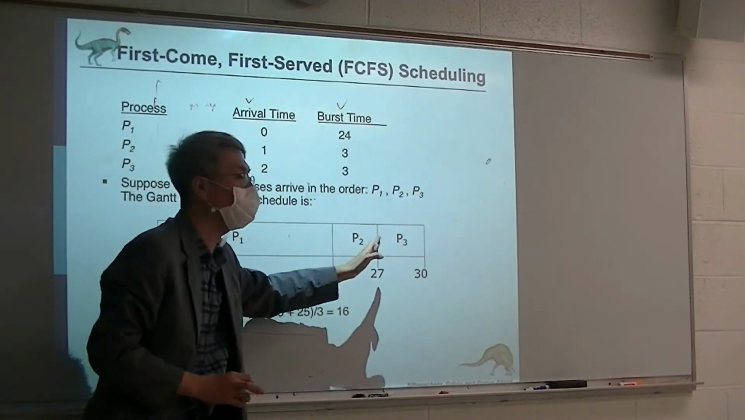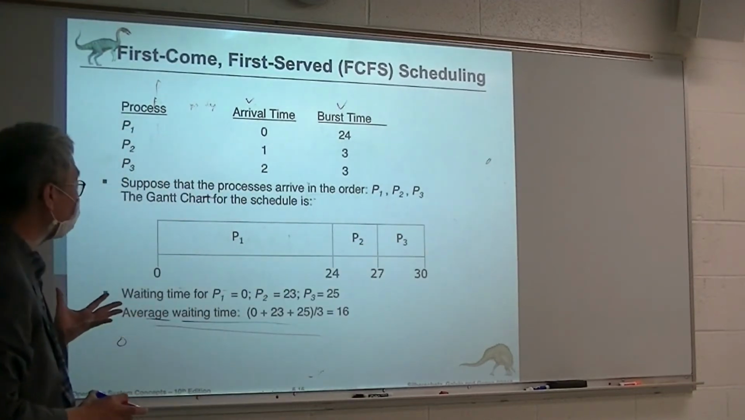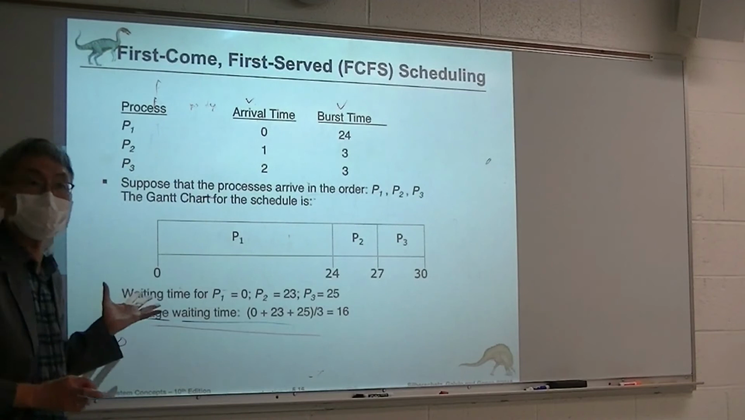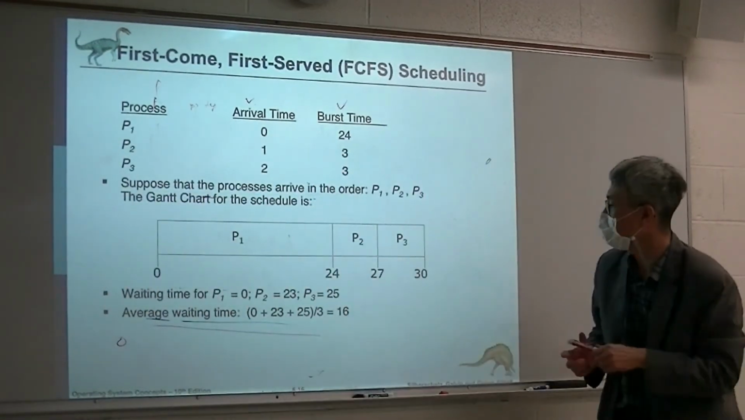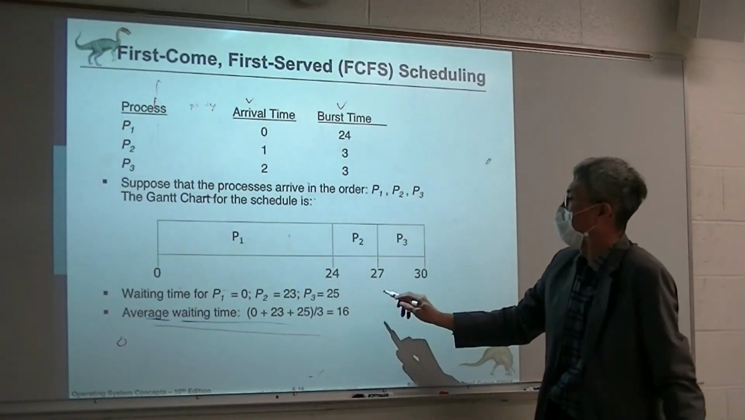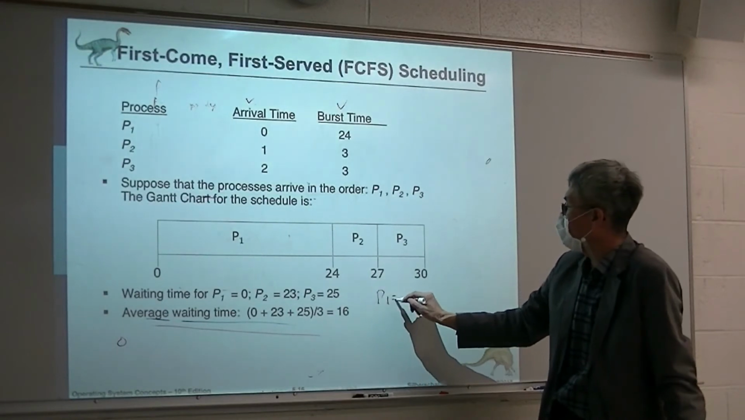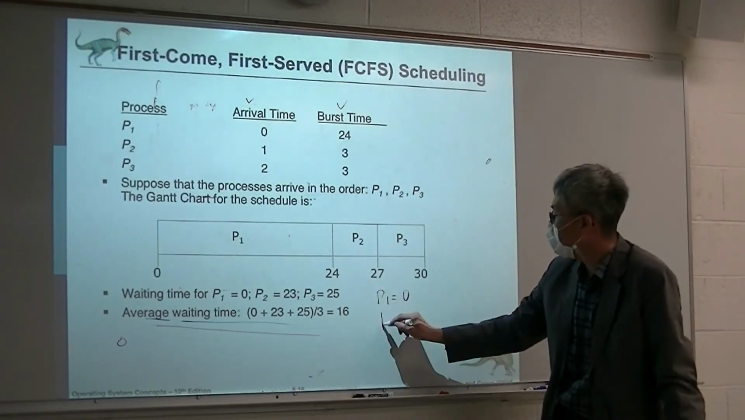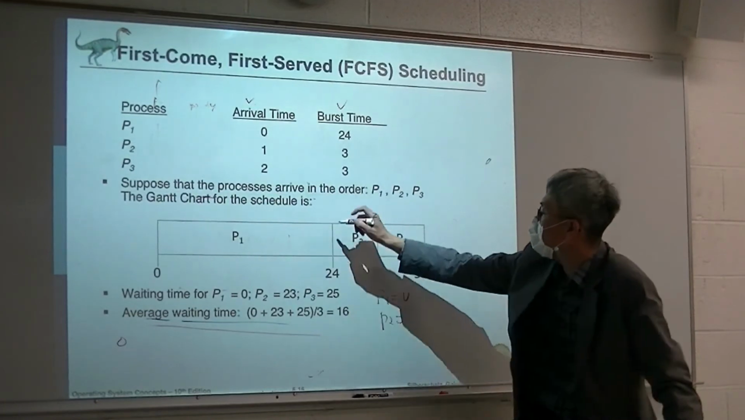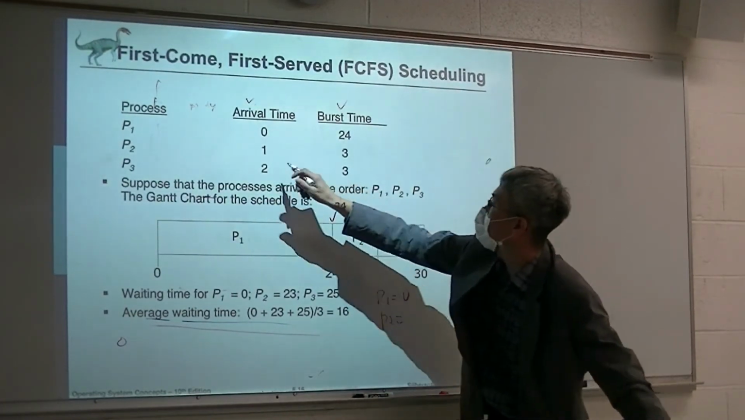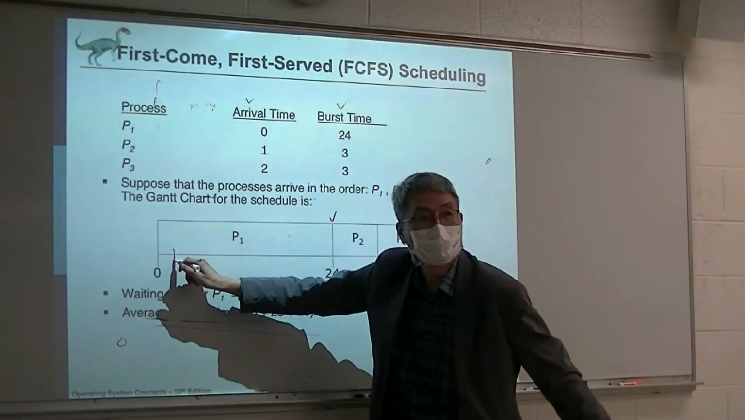P1, P2, P3. If we calculate the waiting time, it may be different because their arrival time is different. Let's quickly calculate the waiting time. P1 waiting time obviously is 0, right? P2 waiting time is starting 24, but its arrival time is 1, okay?